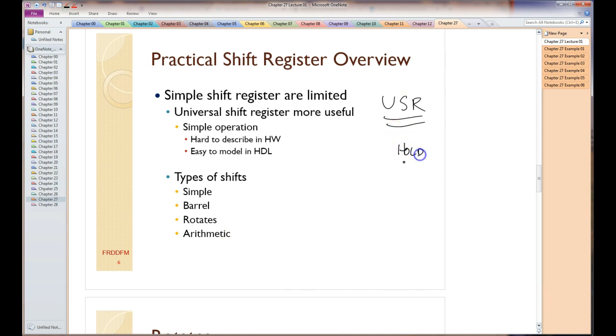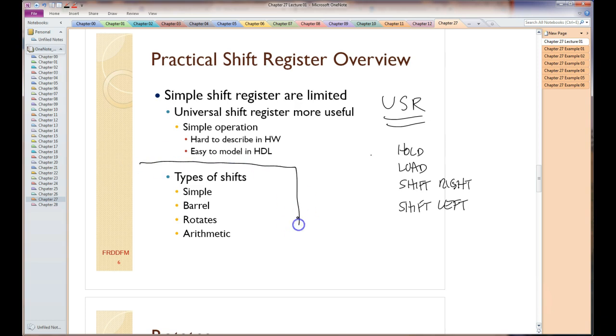That's a hold, that's a load, it is a register. Yes, so we can design the hardware to do all that stuff, but like I said, it's easier to model and let the synthesizer deal with the hardware design.